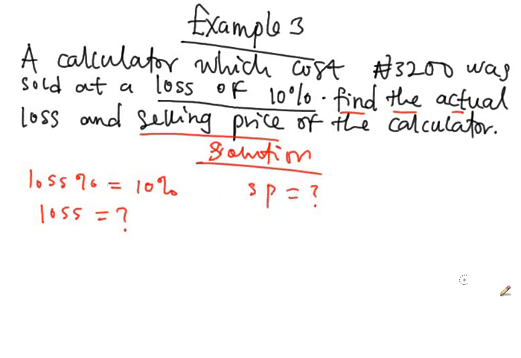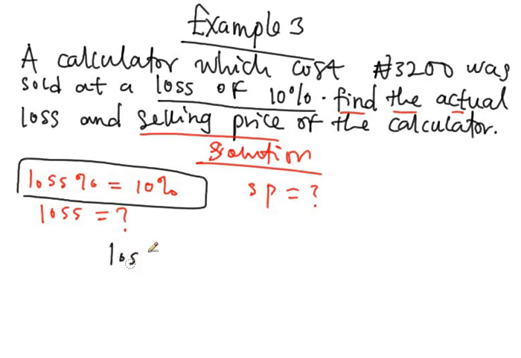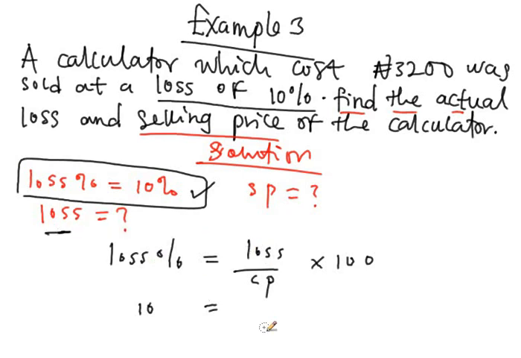So since loss percent is here, that means we use the loss percent formula, isn't it? So what's the formula for loss percent? Loss percent, same thing as percentage loss, is loss over cost price times 100. Remember, we are given loss percent as 10. Write it there, 10. What is loss itself? We don't know. That's what we are looking for.